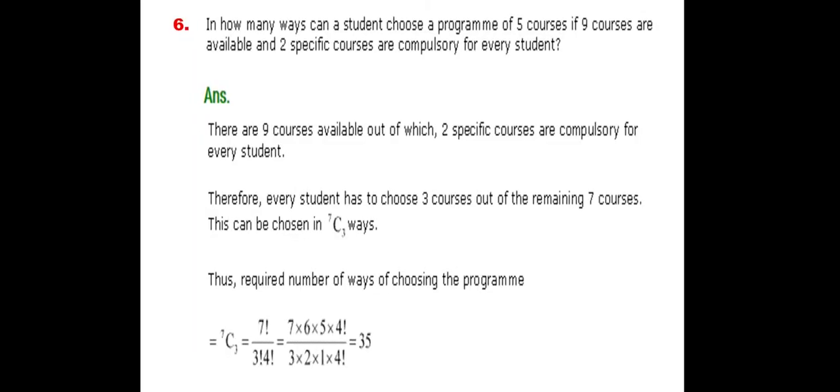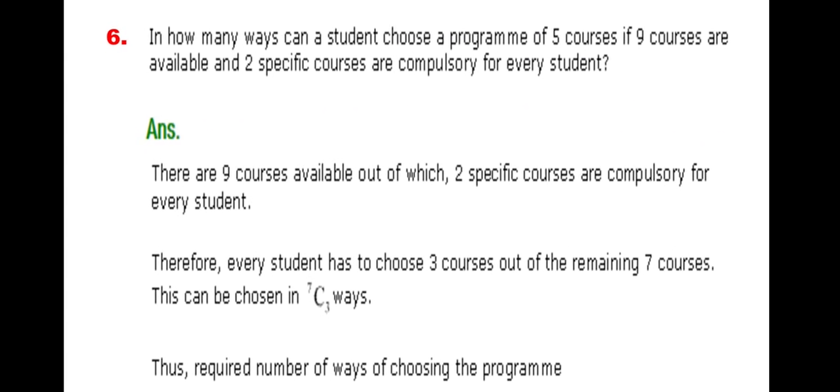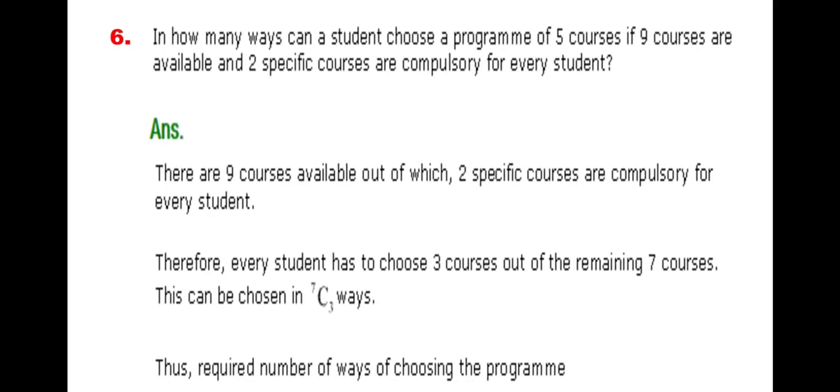So students, the next question is, in how many ways can a student choose a program of 5 courses if 9 courses are available and 2 specific courses are compulsory for every student? The students, the question is clear. There are 9 courses in total, and out of these, 5 courses must be selected, and out of these 5 courses, 2 courses are compulsory for every student. The students, if 2 courses are compulsory, then the student can select 3 courses. Total of 5 courses, 2 courses are compulsory.